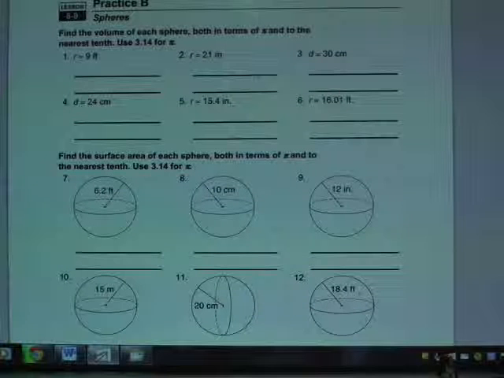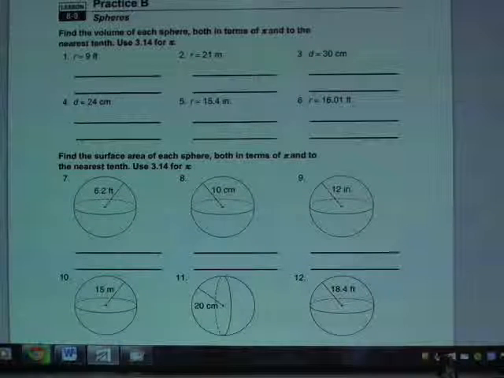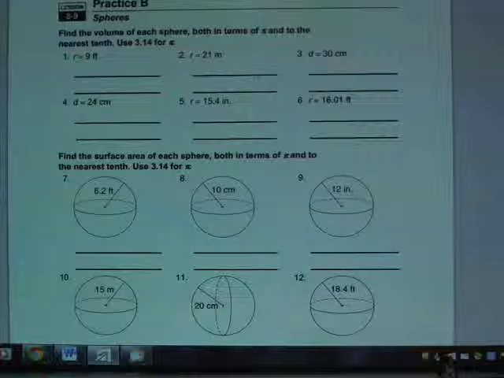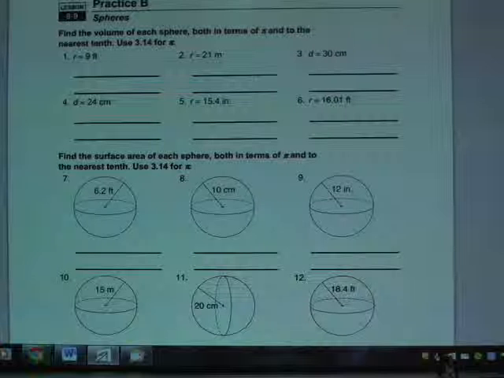This is the homework helper for Chapter 8, Section 9 in the 8th grade textbook where we're studying spheres. Alright, so let's go ahead and take a look at the first 12 questions here. We're going to cover 1 through 3 and 7 through 9. You'll use the same approaches in 4 through 6 and 10 through 12 that you see with their partner questions.